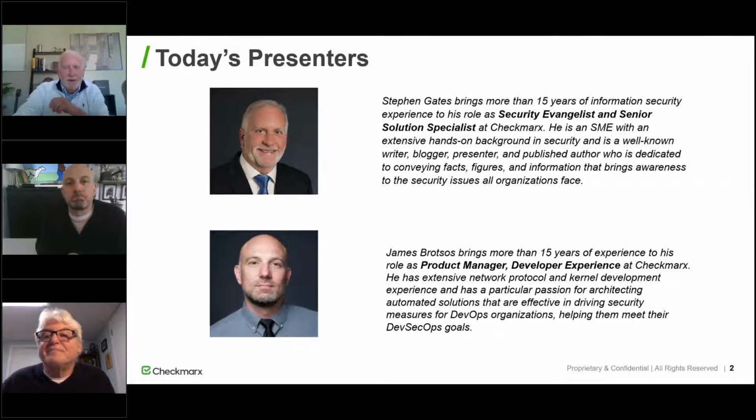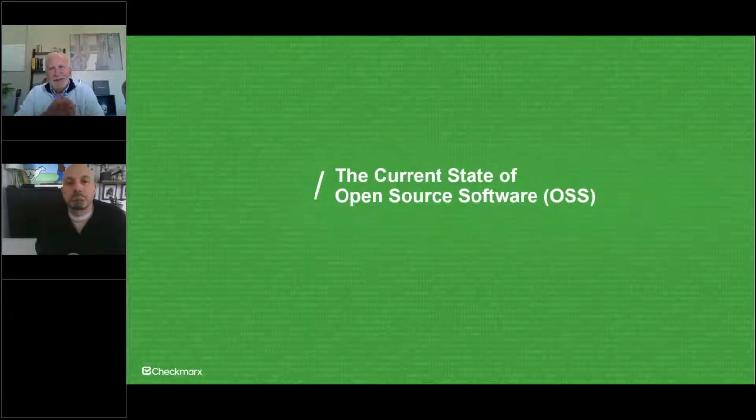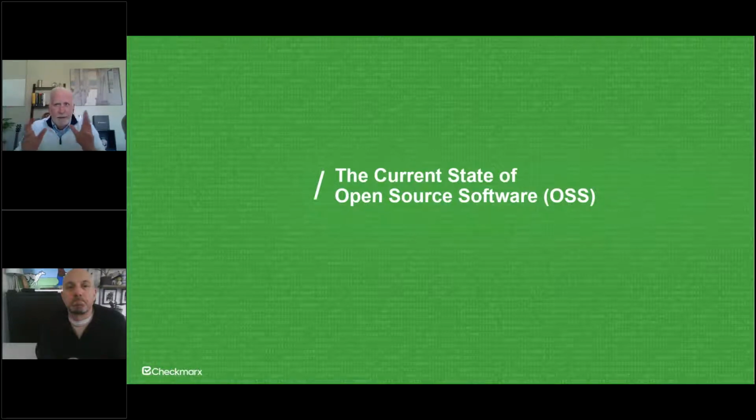Good morning, good afternoon, good evening, depending upon where you are in the world. We've got an interesting topic today about open source, and I'm going to start off with the current state of open source software. I'll give you the general state of what we observe right here at Checkmarks, and then I'll be handing it over to James Bratsos, who will be getting into a much more technical, a little bit deeper dive into SCA and really what it's all about. So without further ado, let's get into this.